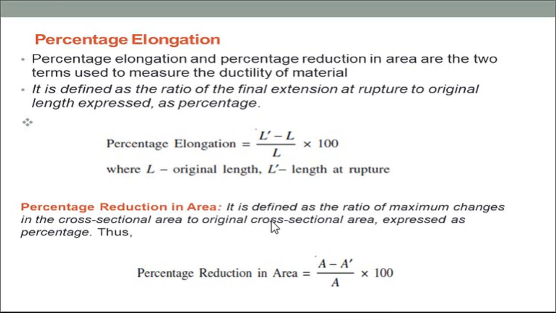So after the tension test on any member, there is a change in elongation or extension, and you can calculate the percentage elongation. At the same time, there is a reduction in area at the rupture point after the tension test. That reduction in area you can also calculate, that is the change in area divided by original cross sectional area. So for today, that's it.